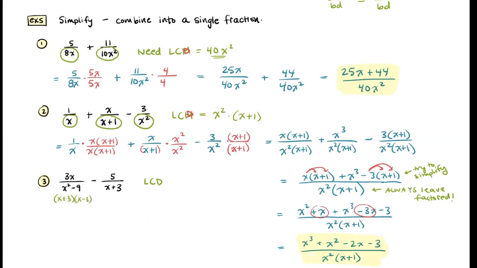Okay, so what that means is, we already have an x plus 3 here and here. So in order to get the denominators to be the same, we just need to take care of this fraction and introduce an x minus 3. Okay, so the LCD will be x plus 3 times x minus 3, or, x squared minus 9.